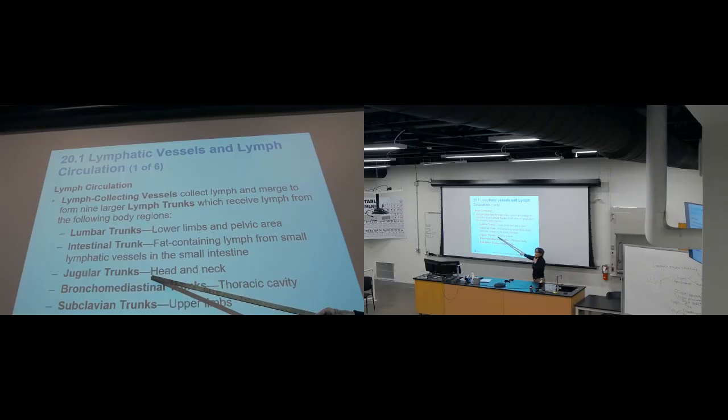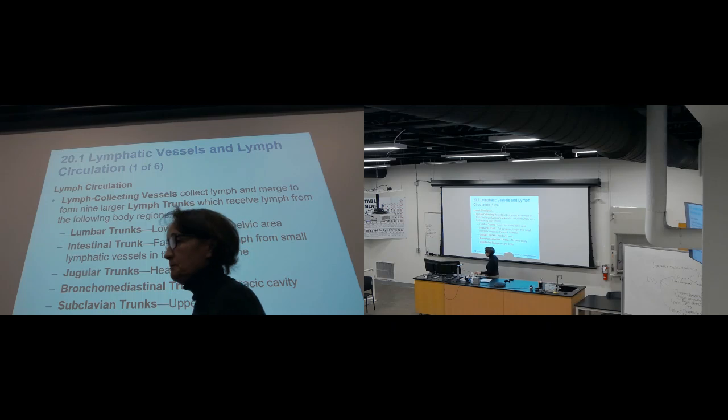And then we have the jugular trunks that are here on the sides of the neck, on the trachea. And then we have the bronchomediastinal trunks that drain the lymph from the thoracic cavity. They're located deep in the thoracic cavity, near the bronchus. These are the airways. And then we have the subclavian trunks that are located underneath the clavicle, and this receives the lymph from the upper limbs.